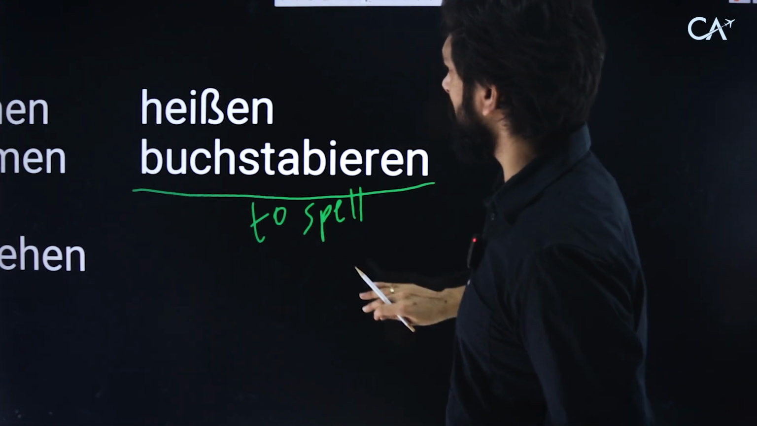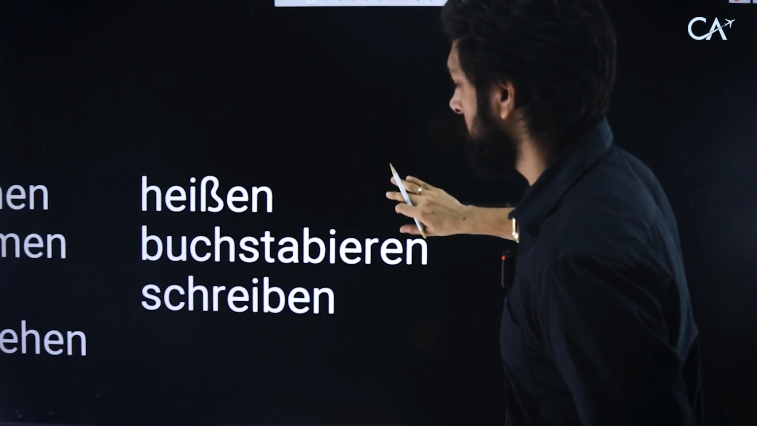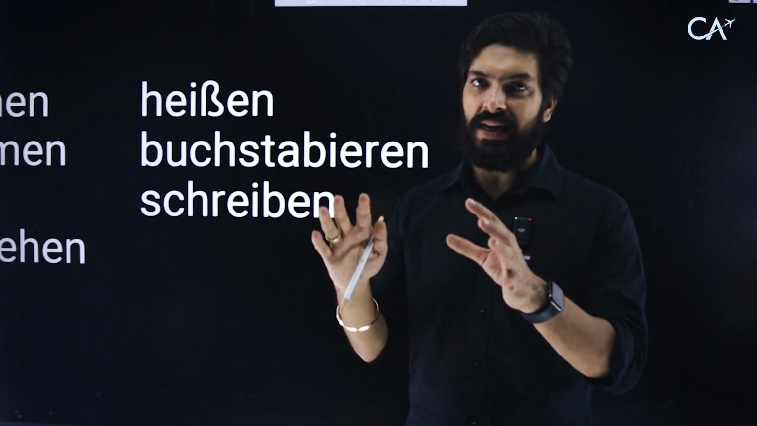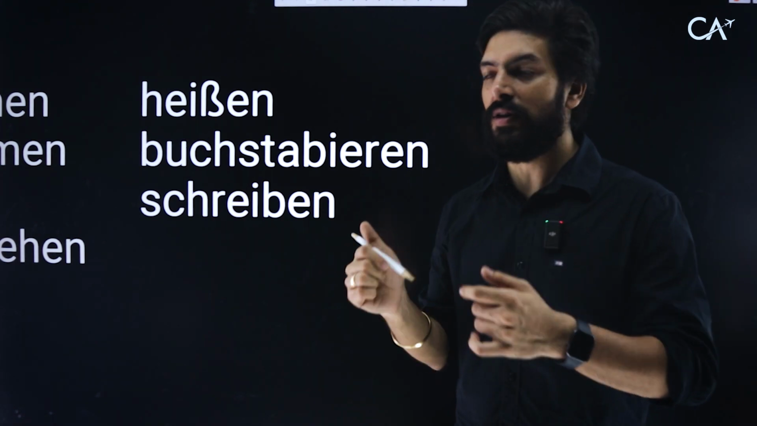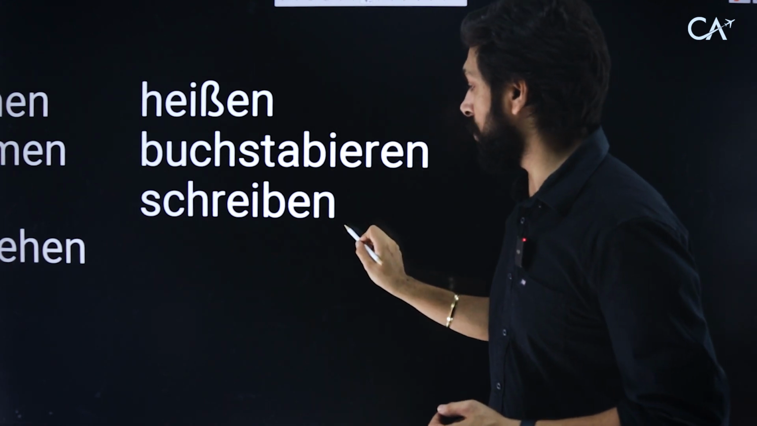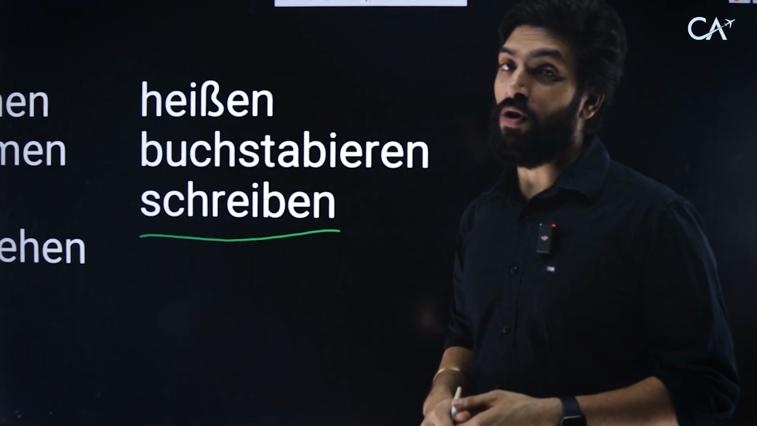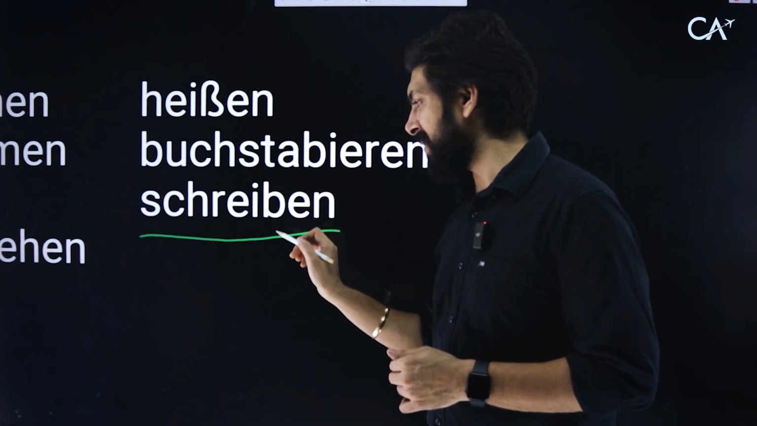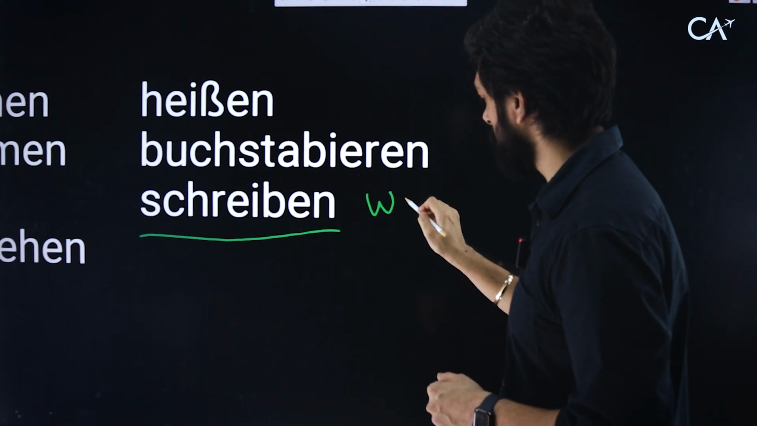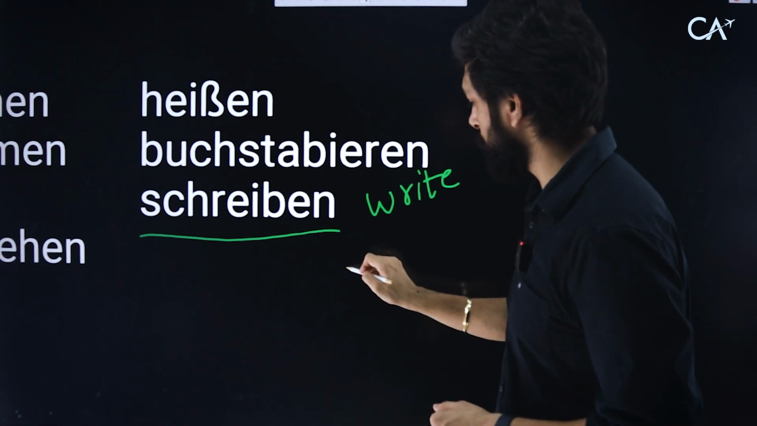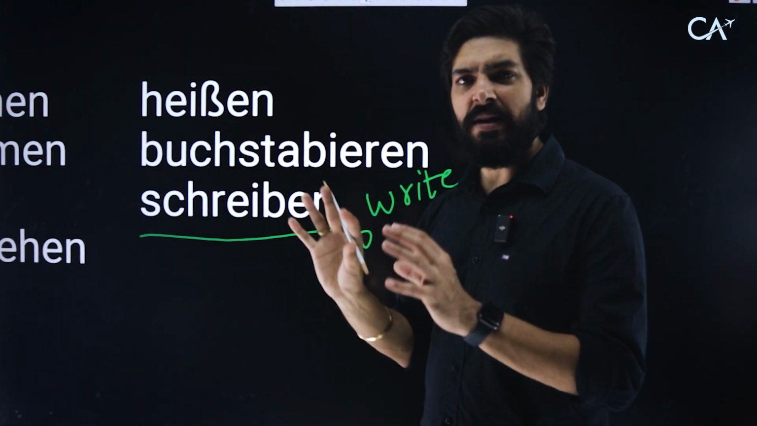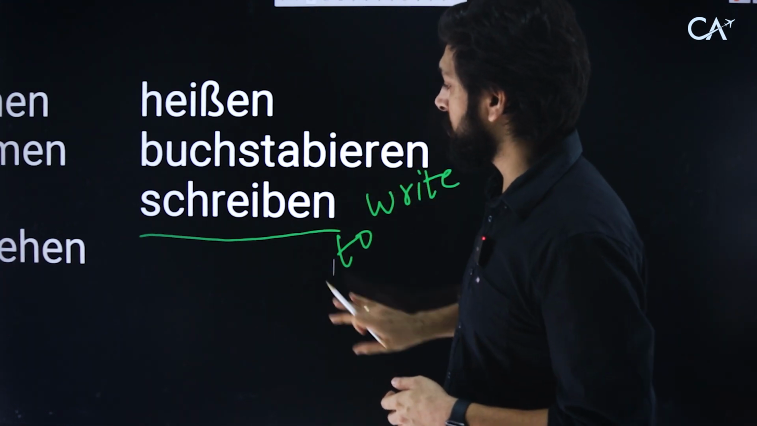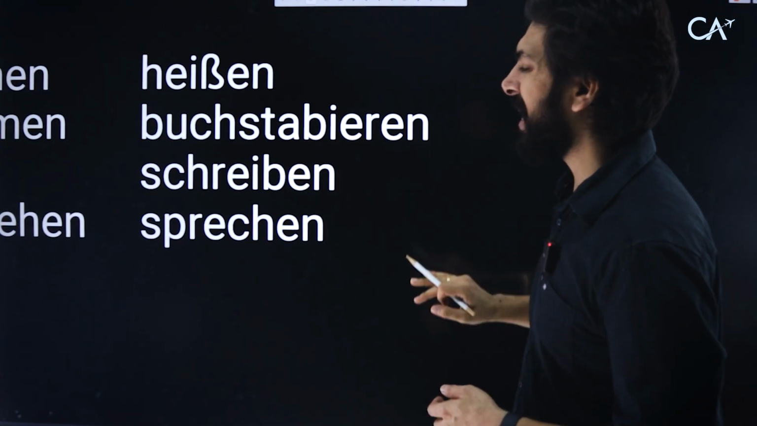Great. Next one that we have is called schreiben. Schreiben, you call it that right now, but later you have to pronounce the ch sound, which means to write down. I don't know how I remember this, but I do. Schreiben is to write. Very important verbs. You will have to remember them.